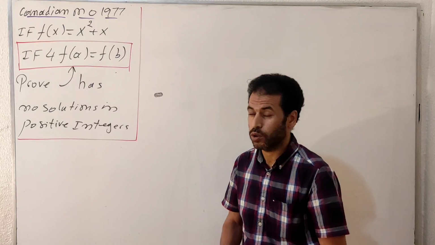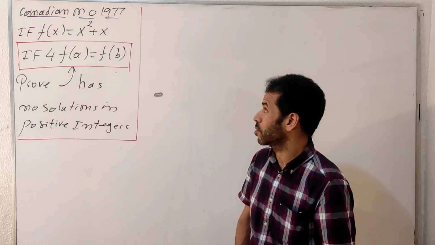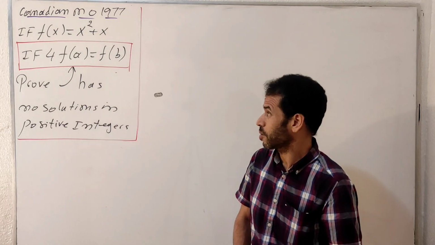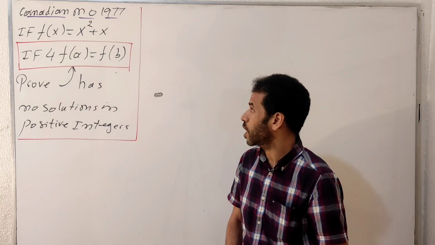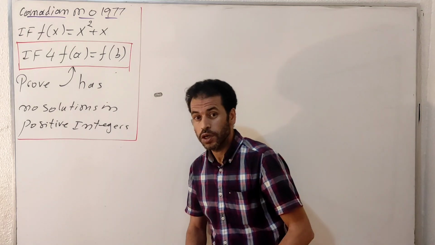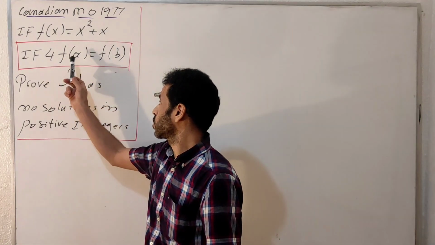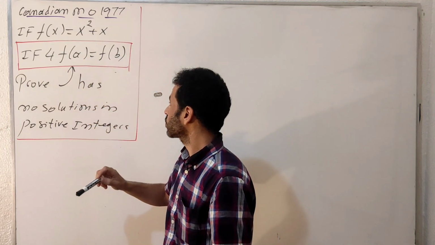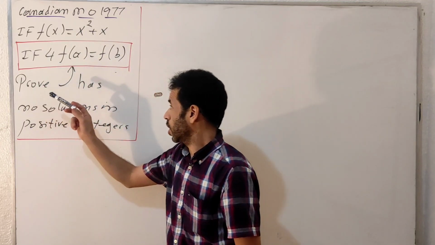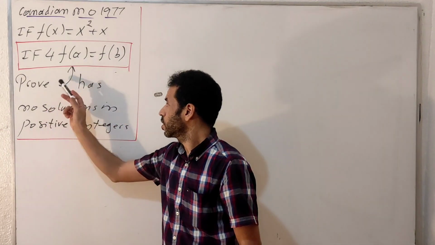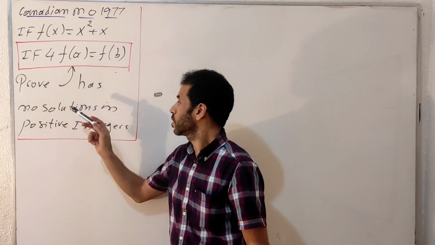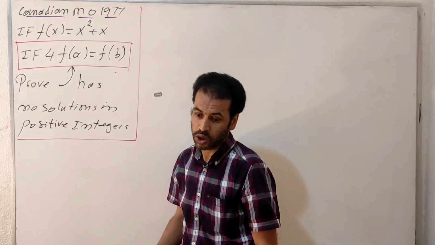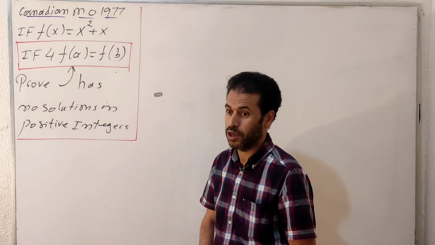In today's video, I have brought you a nice problem from the Canadian Mathematics Olympiad, 1977. Here is the setup. f(x) = x squared plus x. If we have the equation 4 times f(a) equals f(b), our goal is to prove that this equation has no solutions in positive integers. It may have a solution in real numbers, but not in integers.